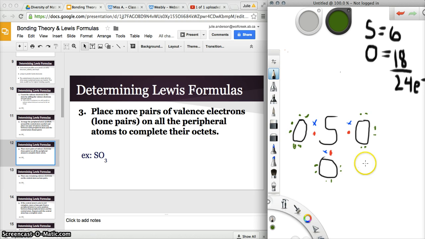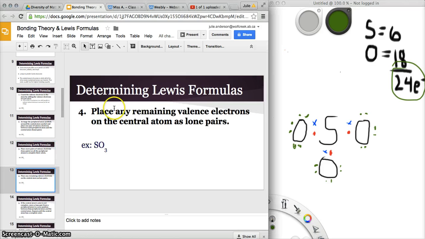All right, so if you count my electrons including the green, blue, and red, I have 2, 4, 6, 8, 10, 12, 14, 16, 18, 20, 22, 24, which is the total amount that we had counted up at the beginning. Now, as you notice, each oxygen has a complete octet. It has 8 electrons surrounding it, which means that it is a happy atom.